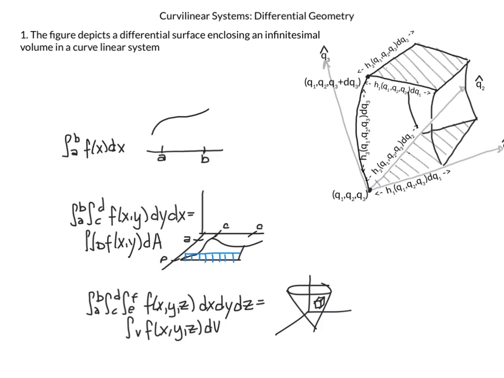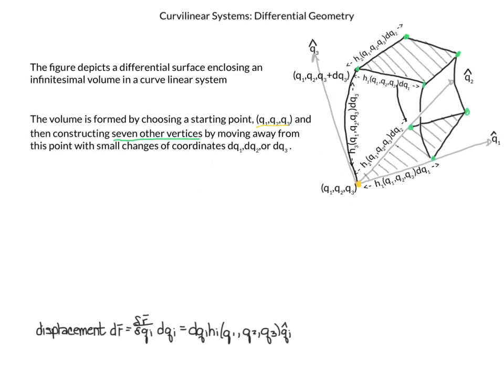When we do the triple integral, we're dividing up our domain into little, infinitesimally small volumes that we then calculate our function over, sum it up, and we get our volume integral. Sometimes we write this dV to emphasize we're integrating over a volume. So that's what this cube is. It's this little infinitesimal cube we're integrating over, but now it's in curvilinear space.